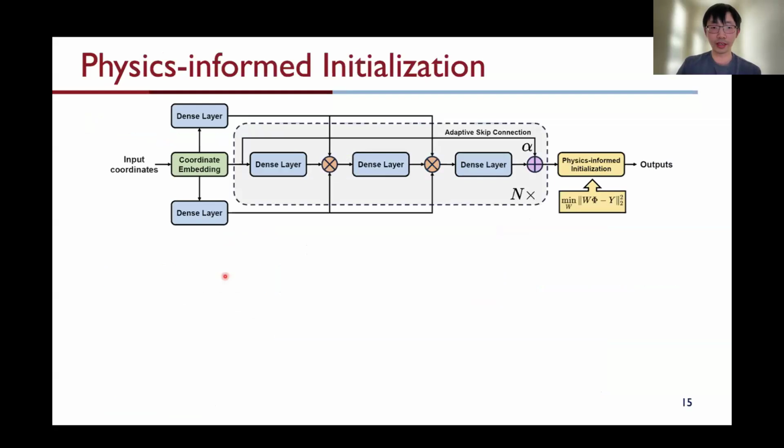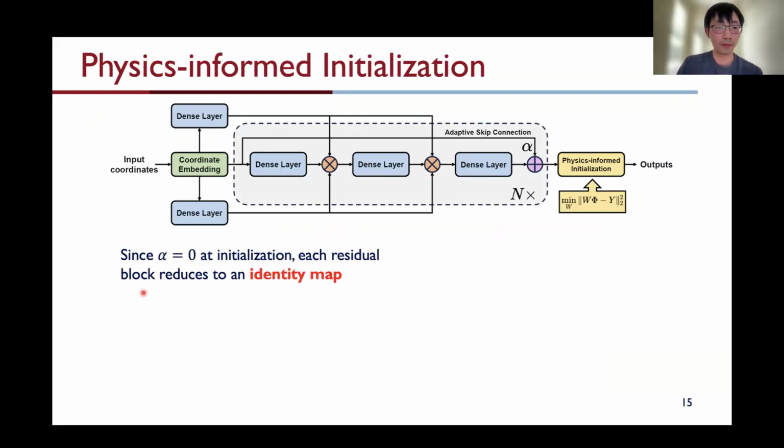A direct result of this initialization is that since alpha is 0 at initialization, each residual block reduces to an identity map. Basically, those gray parts are completely gone at initialization. So the final output at initialization is simply a linear combination of your coordinate embedding.